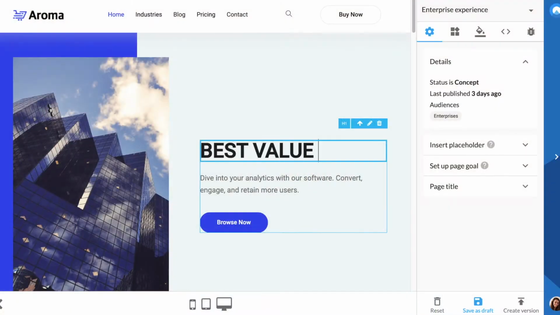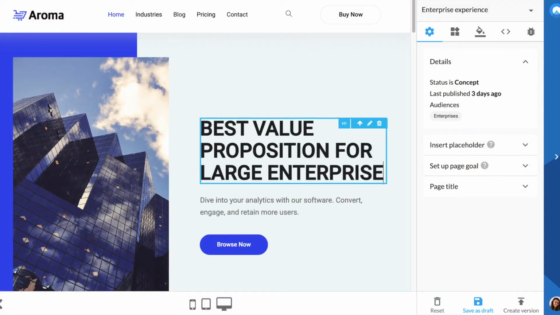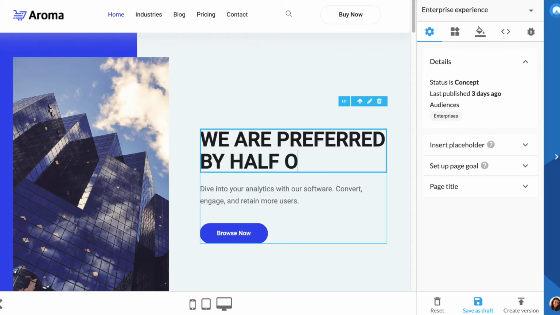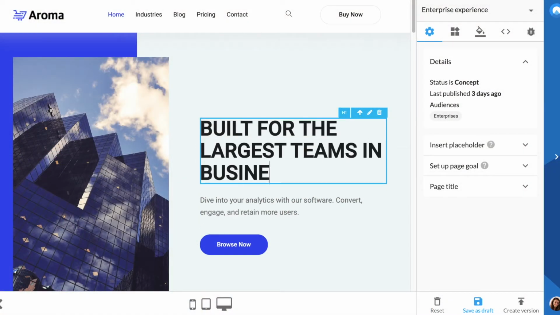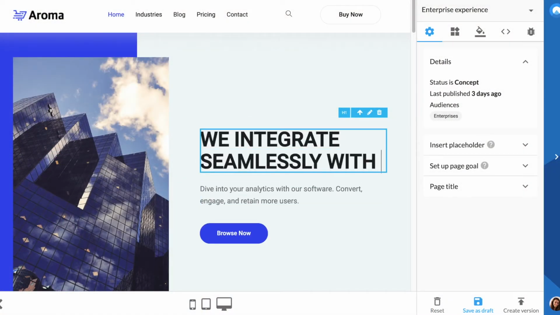Address this segment directly with headlines such as "best value proposition for large enterprises." "We are preferred by half of the Fortune 500." Acknowledge their needs and worries from the get-go. "Built for the largest teams in business." "We integrate seamlessly with any tech stack." Use the real estate around the headline to show logos of other enterprise customers, showcase partnerships or integrations, and address points that speak to their specific concerns.